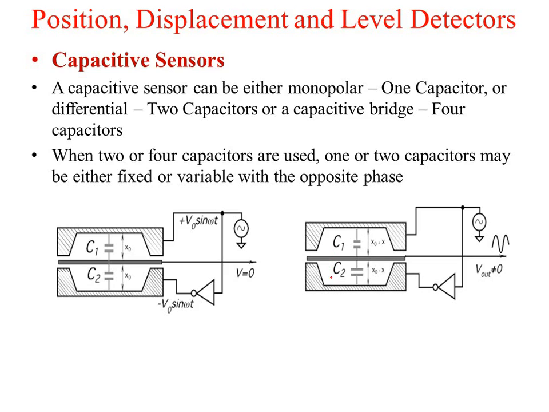Now it is moving towards this C2. So what will happen? It will increase the distance by x for C1, and it will reduce the distance for C2 by x0 minus x. So for C1 the distance is increased by plus x, and for C2 the distance is reduced by x.